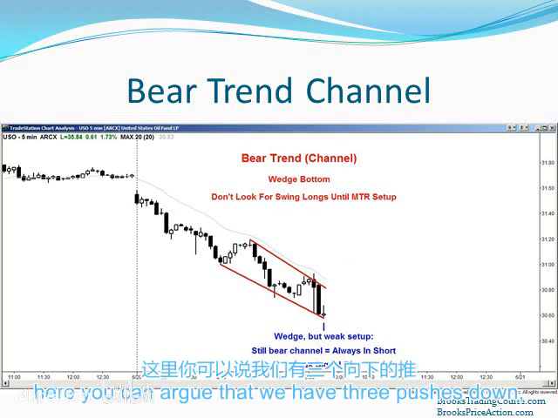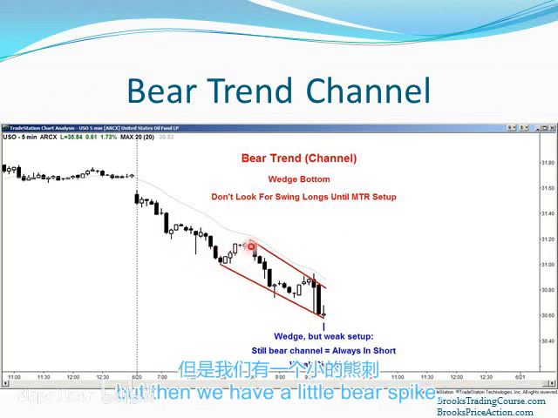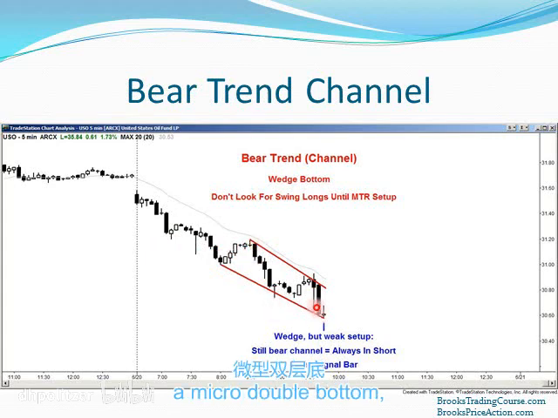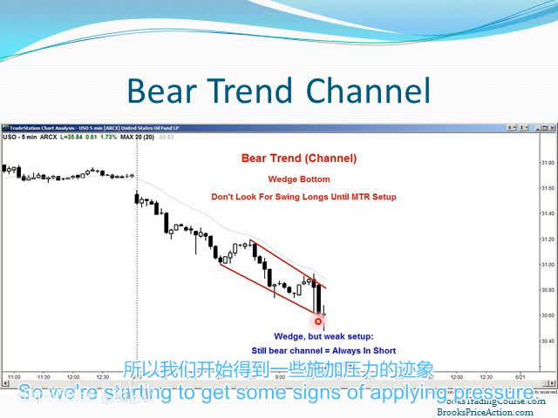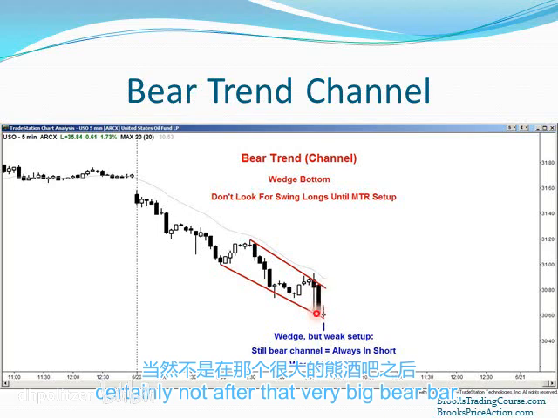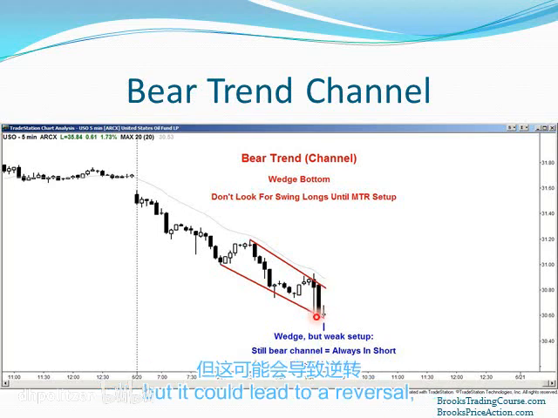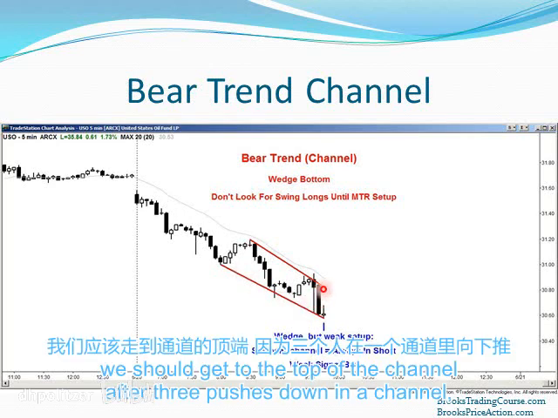Okay, here you can argue that we have 3 pushes down. You can say 4 or 5 pushes down, but we have a little bear spike, another spike, another spike, a micro double bottom. The market went down and up and down. So we're starting to get some signs of buying pressure. Not a strong signal bar, certainly not after that very big bear bar, but it could lead to a reversal, a test of the bottom of the channel. At a minimum, we should get to the top of the channel.